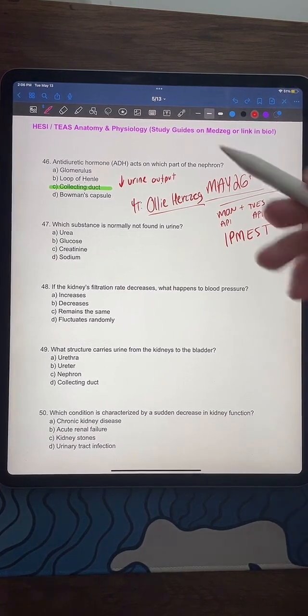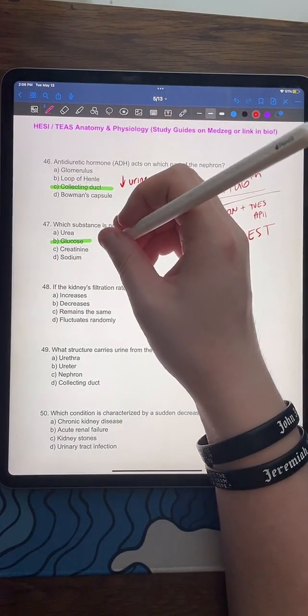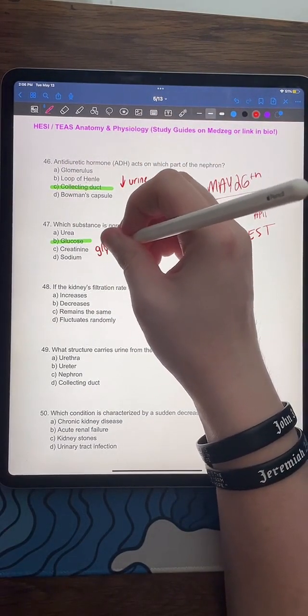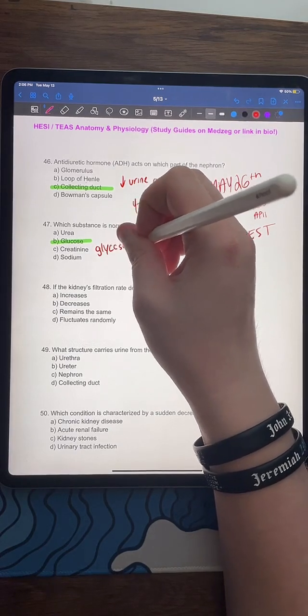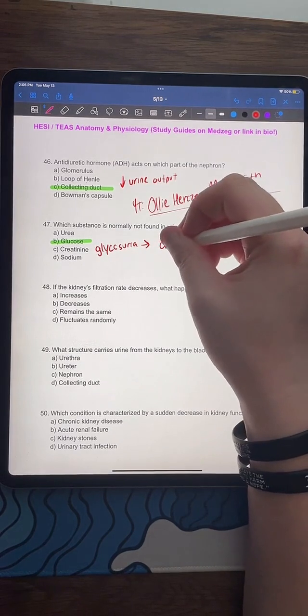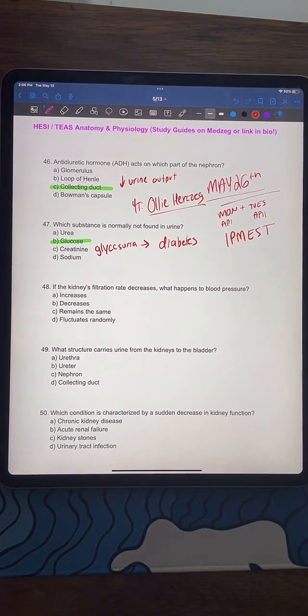The answer is glucose. So it's going to be glycosuria, which is an indication of diabetes. Urea is the waste product from protein metabolism. Creatinine is a waste product from muscle metabolism, and sodium is excreted in the urine to help regulate electrolytes.